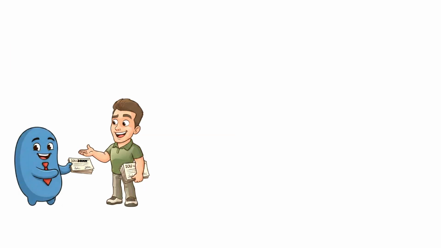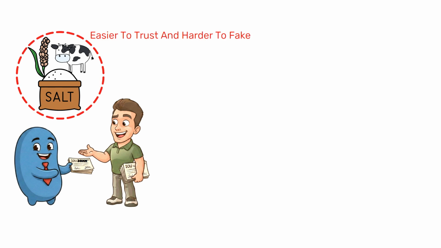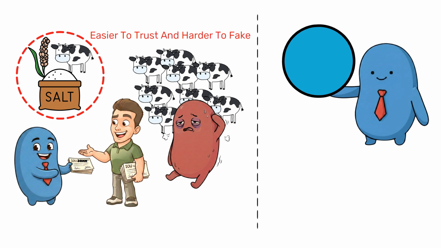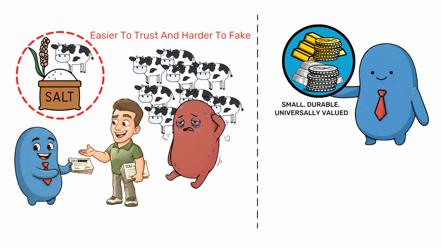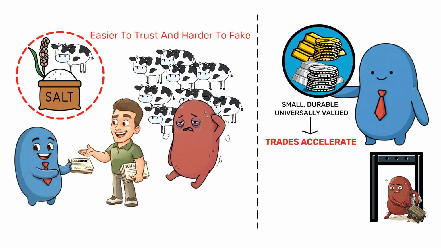Now scale that up. More people begin trading IOUs. Then communities start using physical goods, grain, cattle, salt, because they're easier to trust and harder to fake. Useful, yes, but clunky. Try carrying 10 cows to the market. You'd get tired before you even started haggling. So humans upgrade to metal, gold and silver coins, small, durable, universally valued. All of a sudden, the trades accelerate. But these coins have a fatal flaw. Moving them around is heavy, risky, and about as fun as dragging a suitcase full of rocks through airport security.